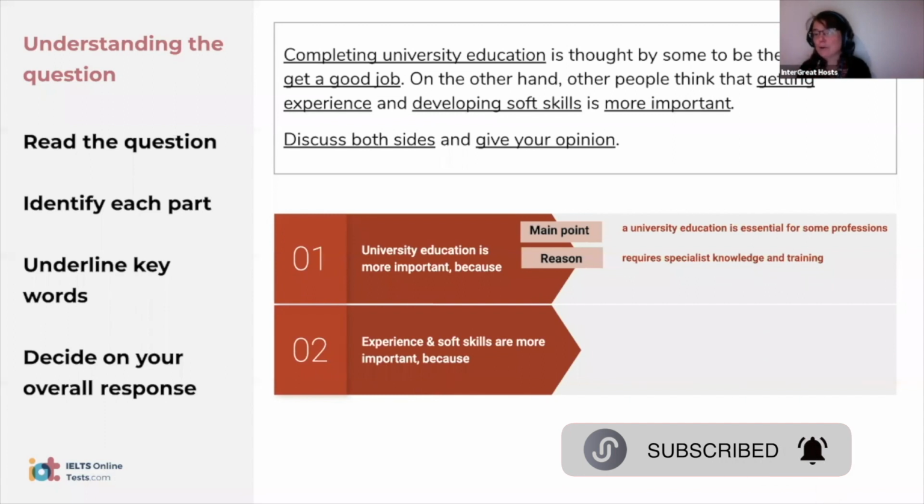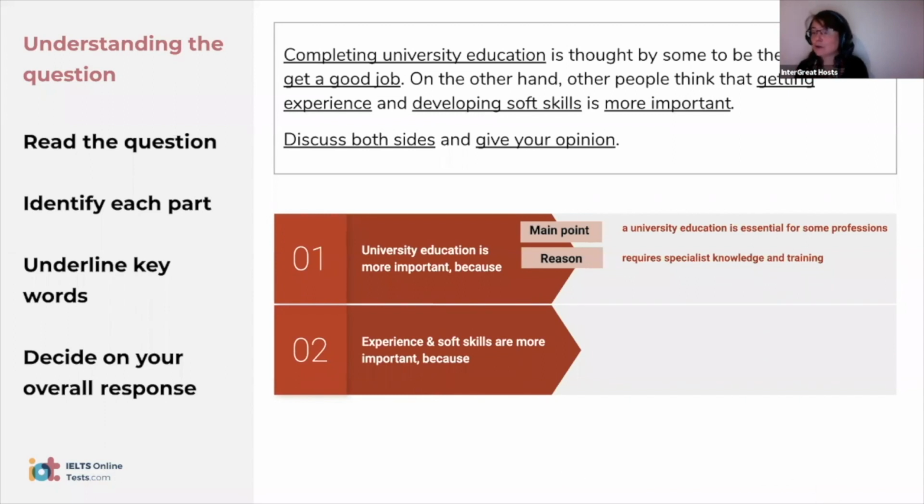So you've got to back up, you've got to support your arguments with things like reasons and examples, that kind of information. So you don't want to have too many arguments. Really, you want to have one or two in each side. And then you need to develop those arguments. That is really, really important.